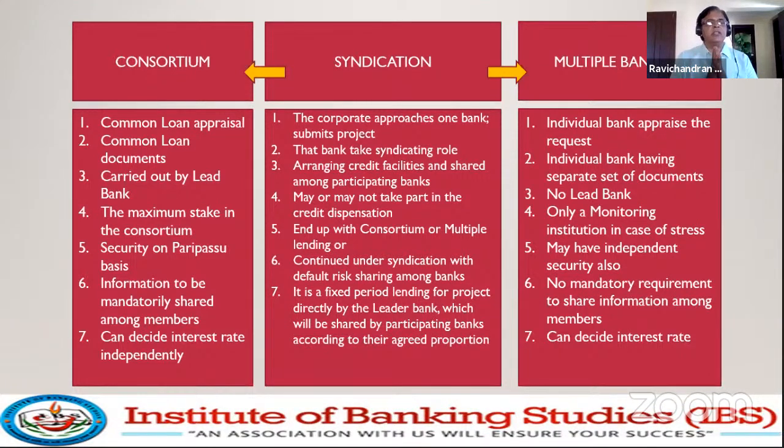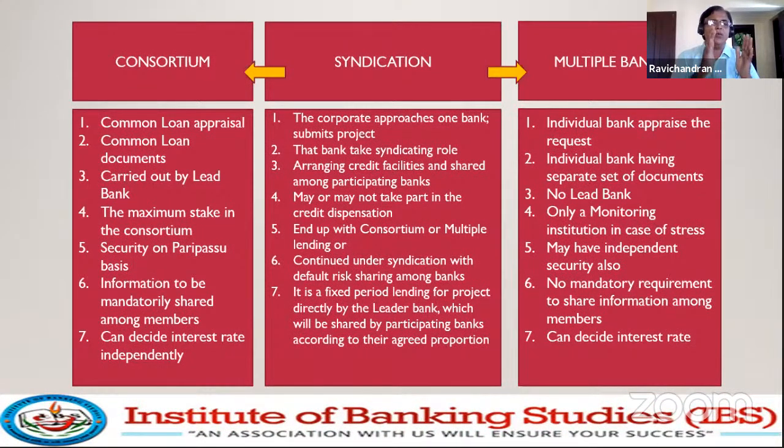Consortium has some features. Common loan appraisal: all banks will entrust this to a particular bank, a lead bank. So commonly, the lead bank will carry out the entire loan appraisal process. Multiple banking, on the other hand, is just the opposite of consortium. Here, there is no common loan appraisal; the individual bank is appraising the loan. And in consortium, there is a common set of documents. But in multiple banking, each individual bank keeps its own set of documents.